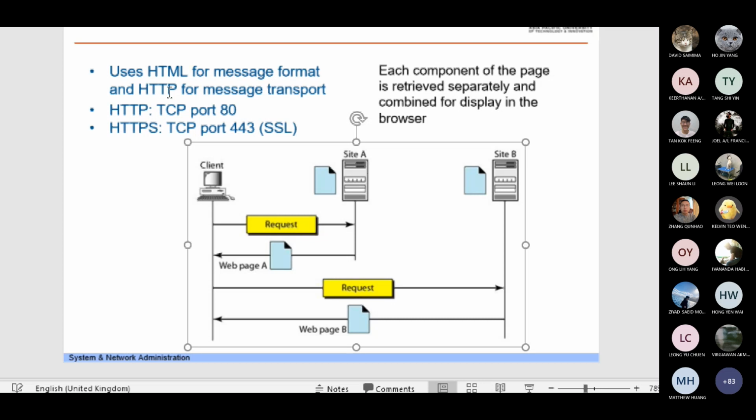HTTP, P for protocol, HT is hypertext, and ML is markup language, TP is transport protocol, all right? The well-known ports are port 80 for plain text and HTTPS secure. HTTPS uses port 443. But here's the real important point. Each component of the page is retrieved separately and combined in the browser for the display.